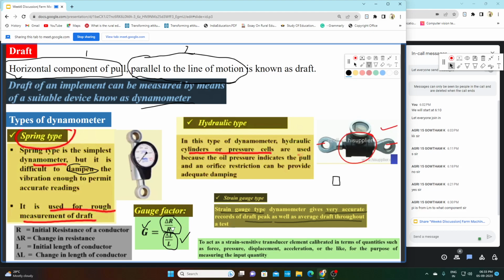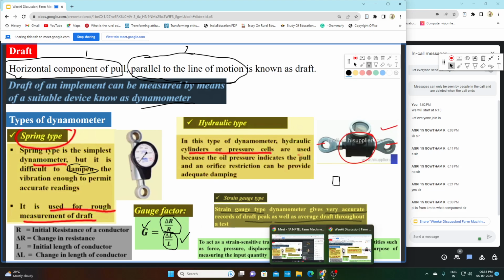And when we know the change in resistance, if we multiply... okay, someone is joining, I think.